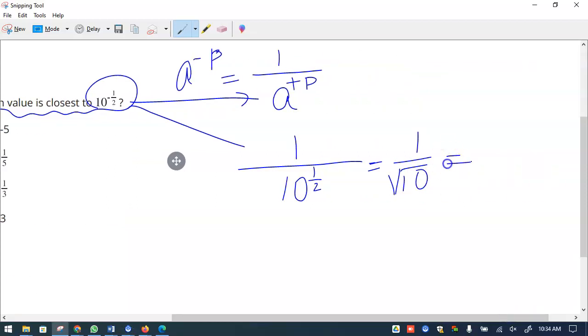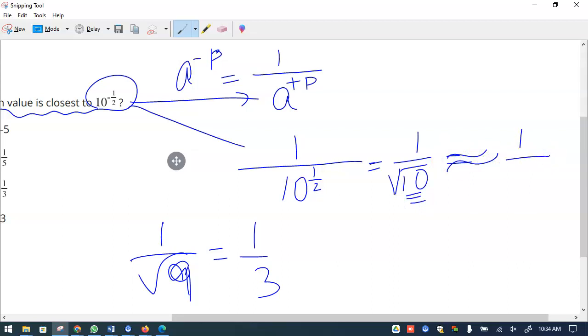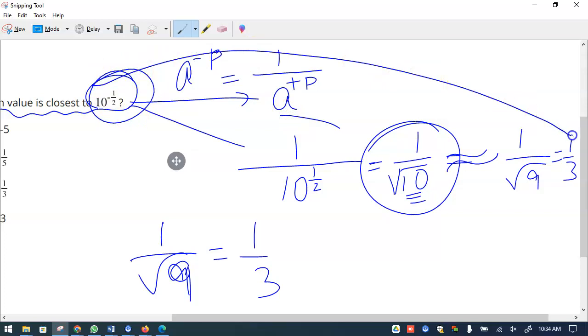And this number is, we know square root of 9 would be 3. Because 10 is almost close to 9, I can say this is almost close to square root of 9, and that is 1/3. So this value is close to 1/3.